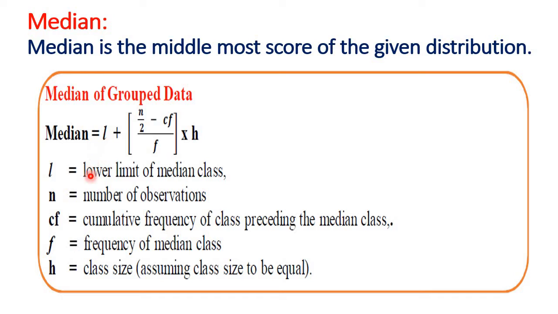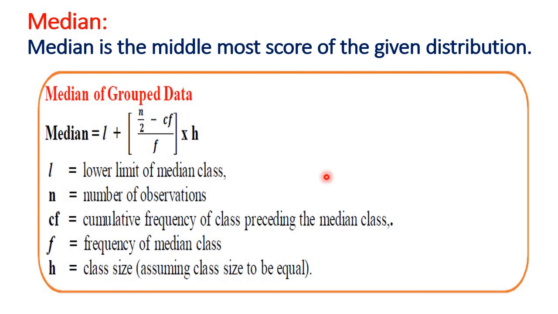Here L shows the lower limit of the median class, and n is the number of observations. CF is the cumulative frequency of the class preceding the median class, and f is the frequency of the median class. h is the class size, or the height of the class interval.